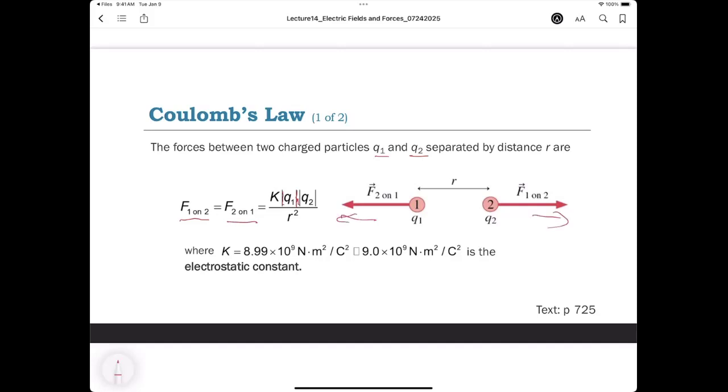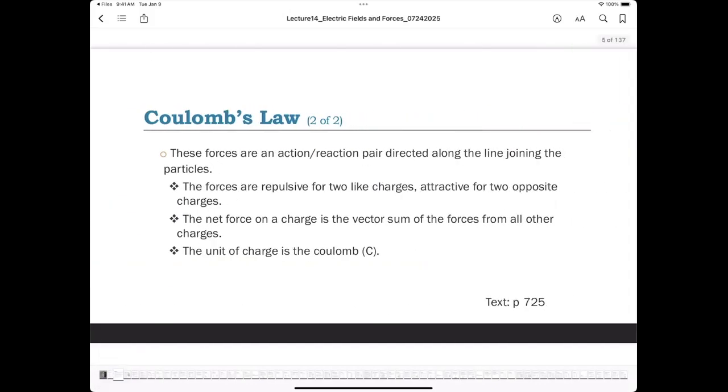Here k is a constant. You can use this form or this form, it is the same thing. It's the electrostatic constant. This constant value is fixed. If you calculate the force, you just use this.